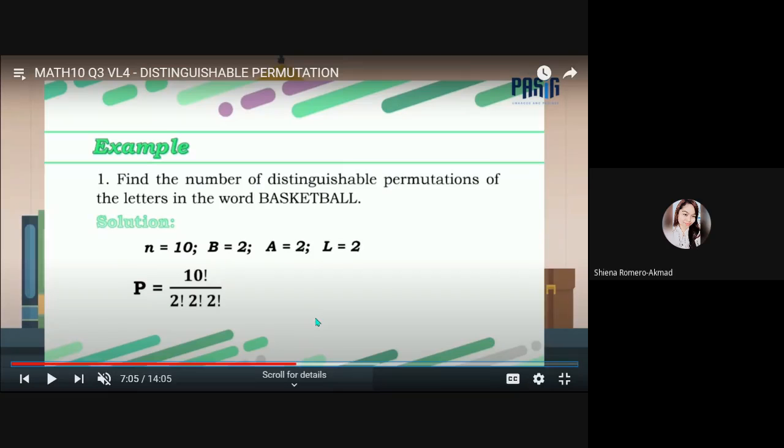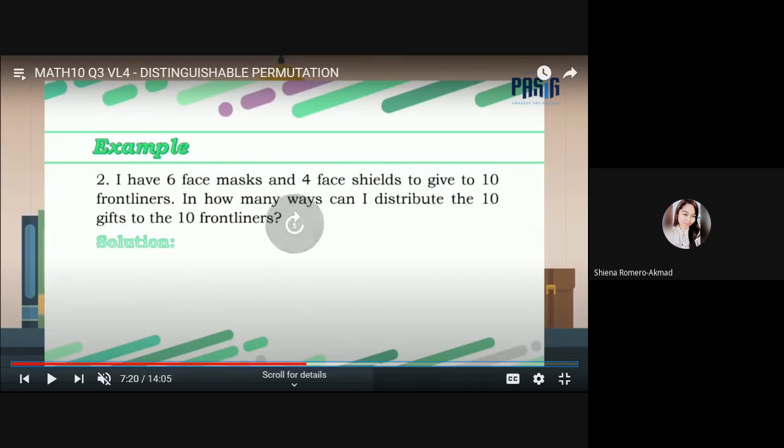So the answer here is 453,600 ways. Now for number 2, I have 6 face masks and 4 face shields to give to 10 frontliners. In how many ways can I distribute the 10 gifts to the 10 frontliners?